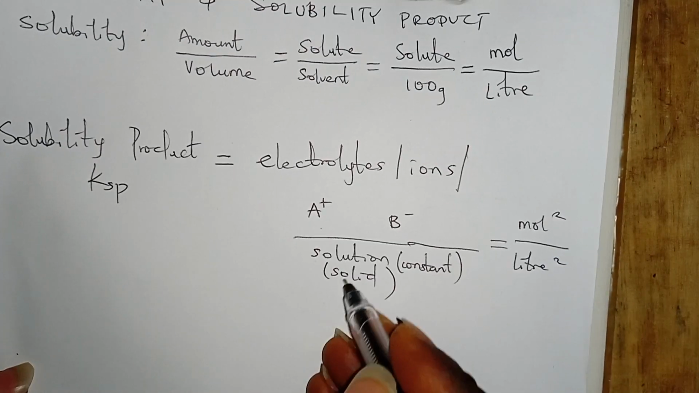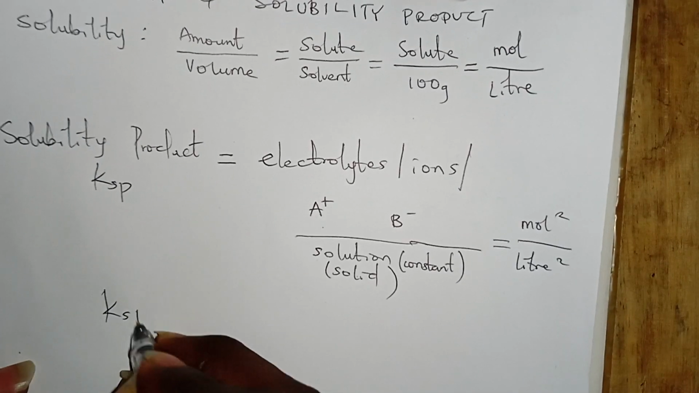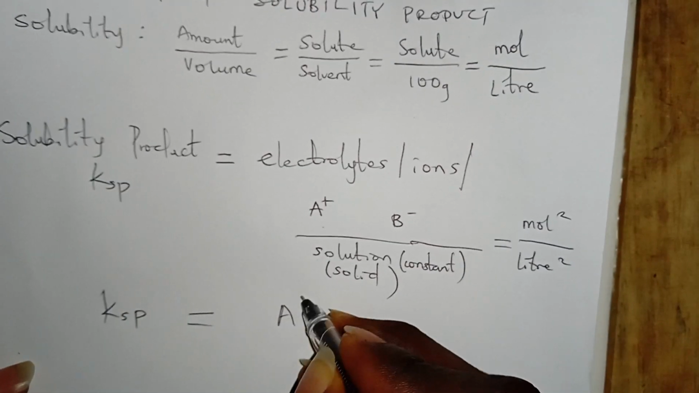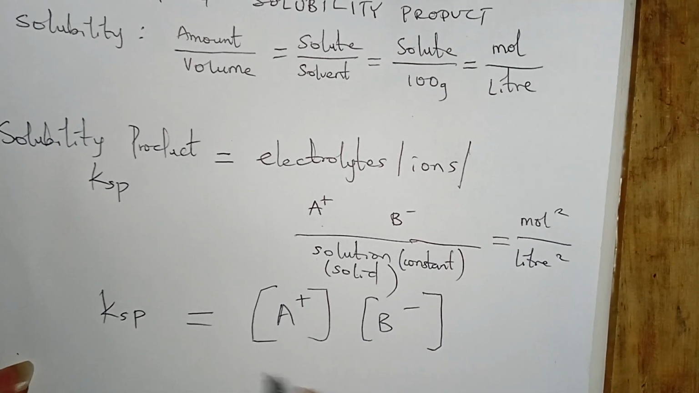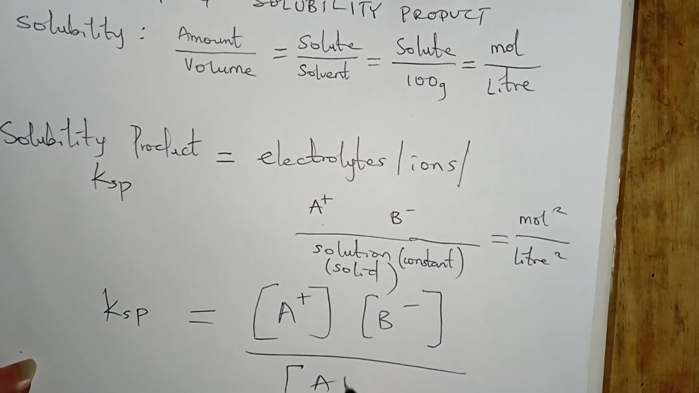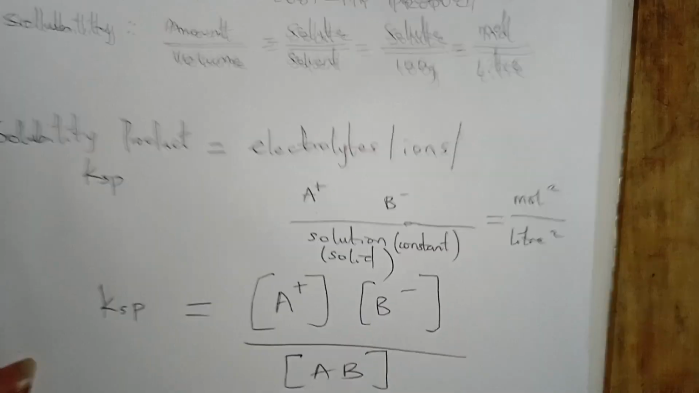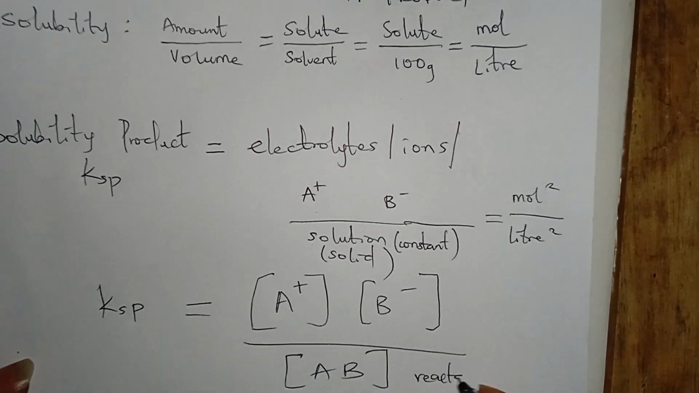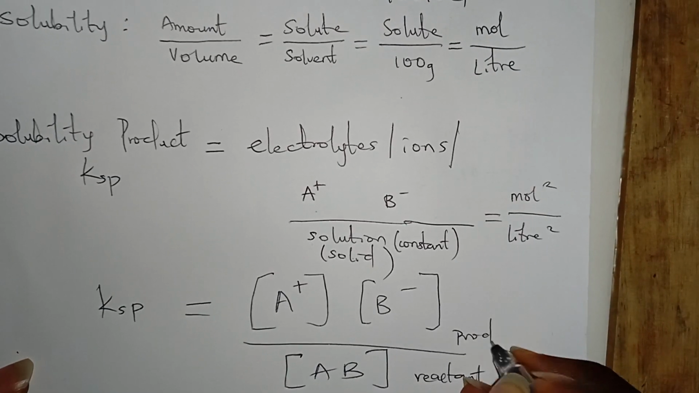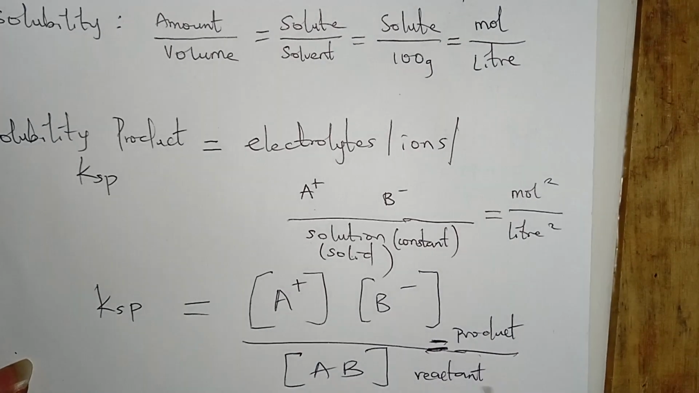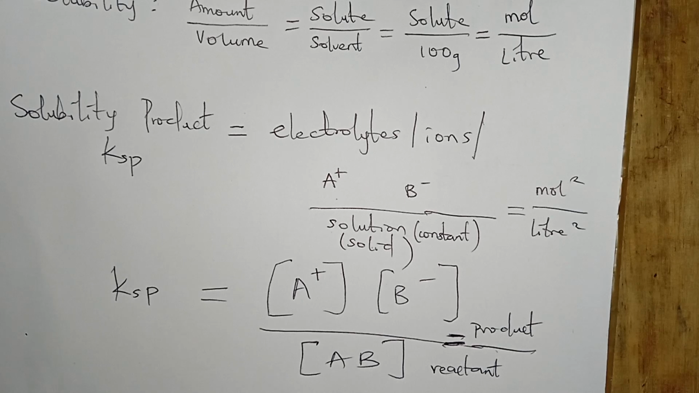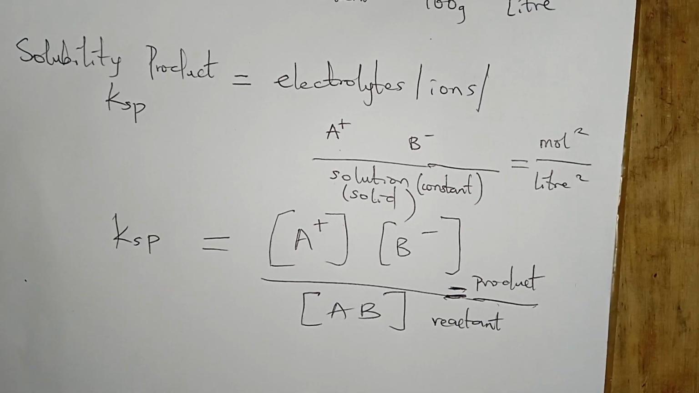So you need to know that because this is always constant, we now have that KSP is always equals to A plus in this way and B minus all over AB. And you know that this AB is the reactant. So this is the reactant. This is the product. So in simple terms, solubility constant or solubility product is simply product over reactant. So once you understand these basics, you are good to go.